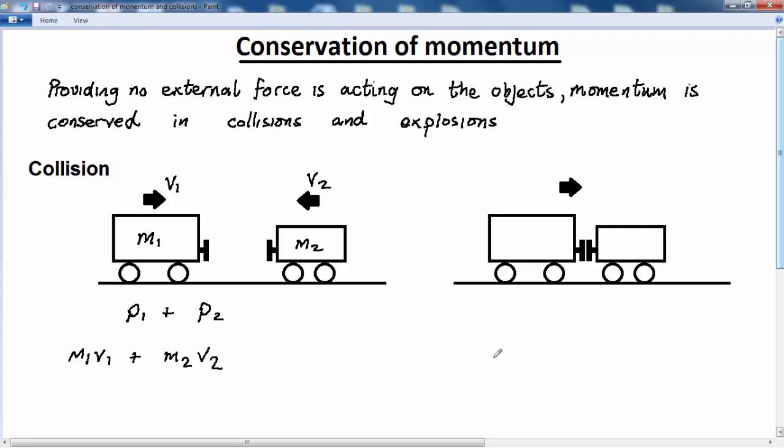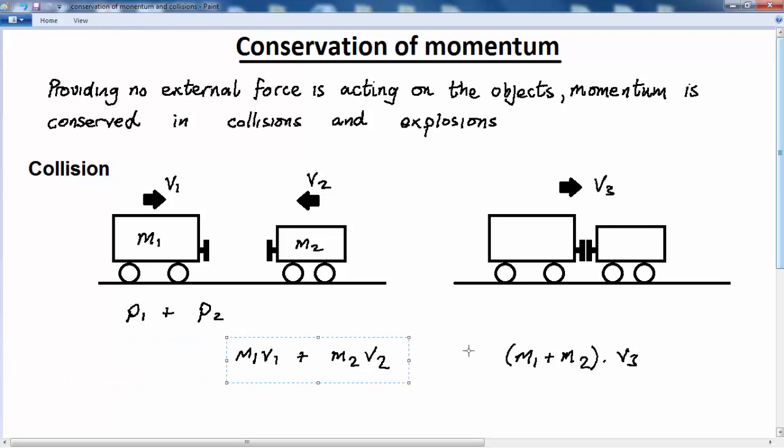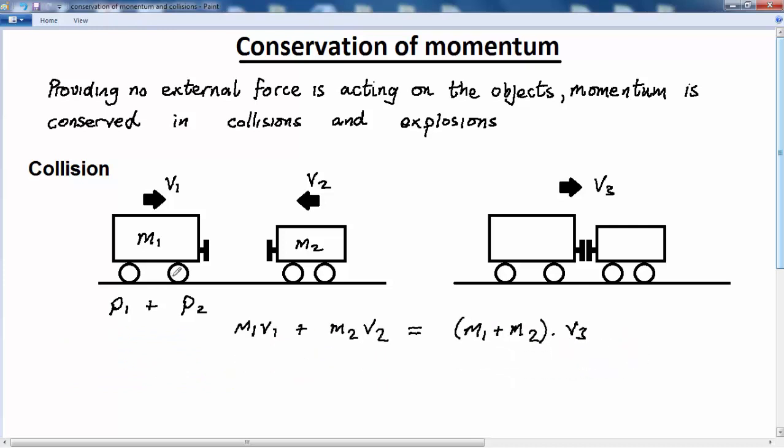So in this case you can see they've stuck together and the momentum is now m1 plus m2, and we'll call this v3. So we'll put those in brackets, multiplied by v3. And the law of conservation of momentum says that these two momentums are equal. Okay, so let's change this into a typical physics problem. We'll give some figures to the situation.